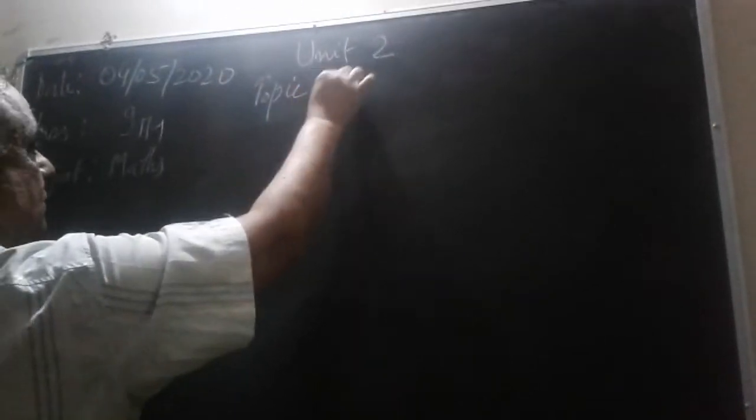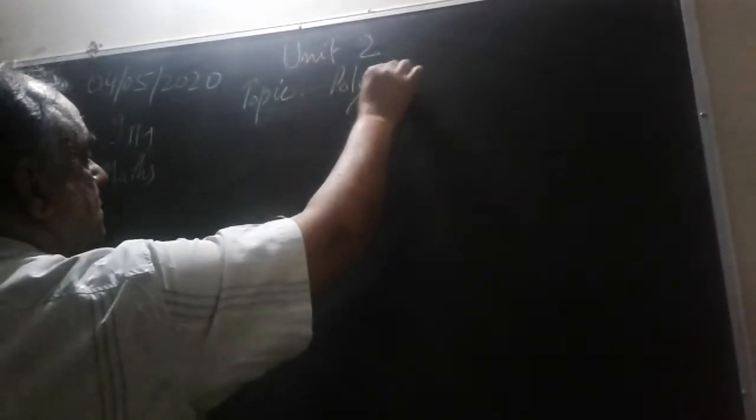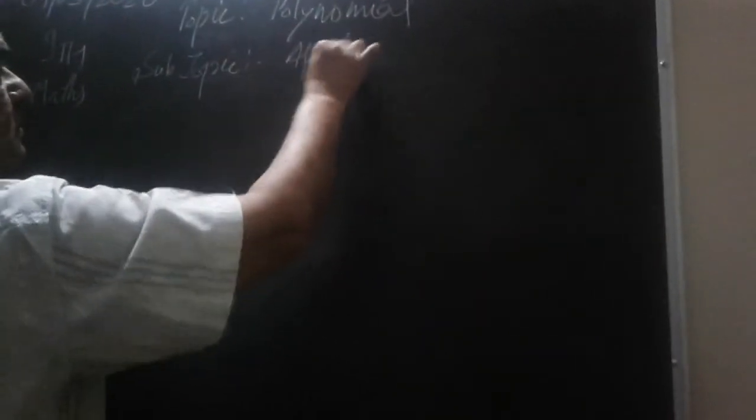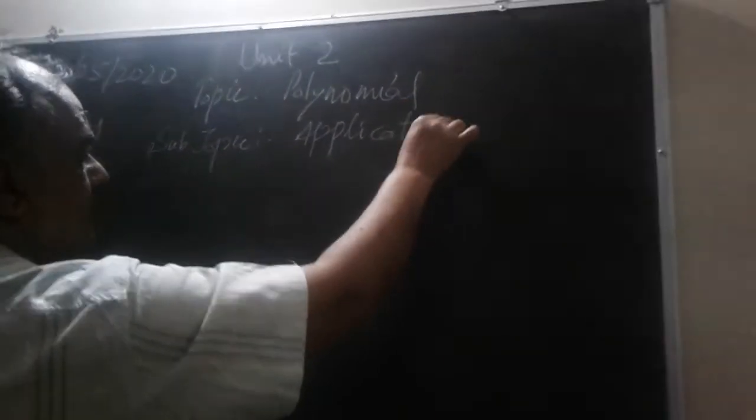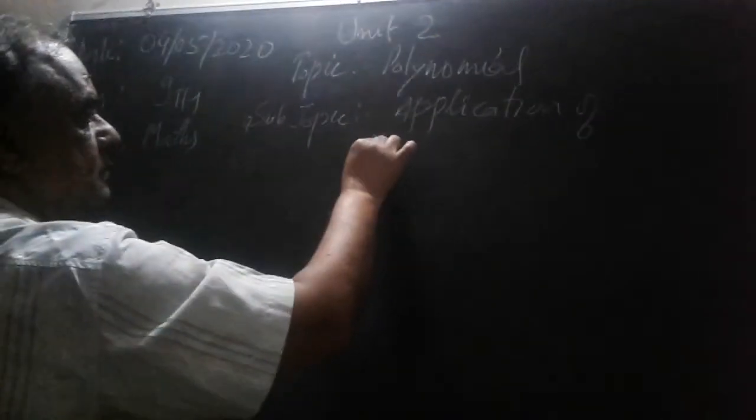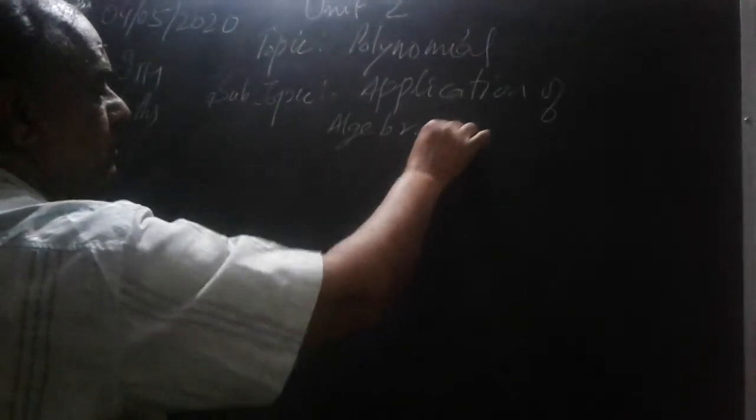9. Subject: Maths. Unit 2. Topic: Polynomial. Subtopic: Application of algebraic identities.